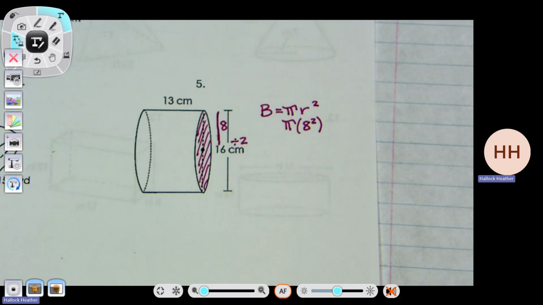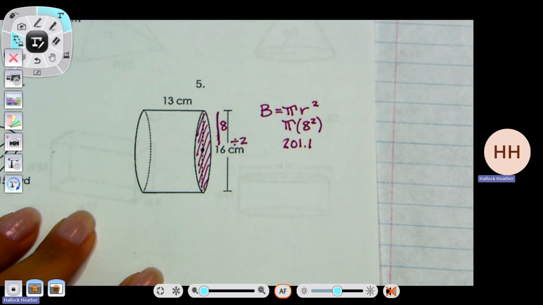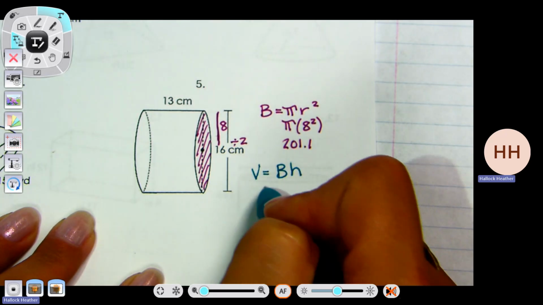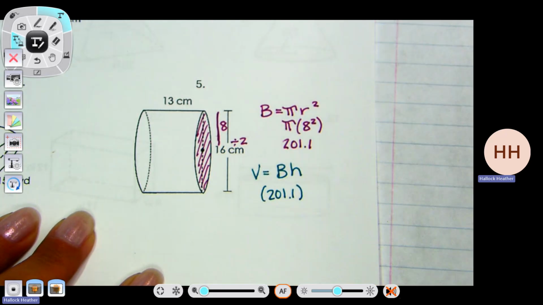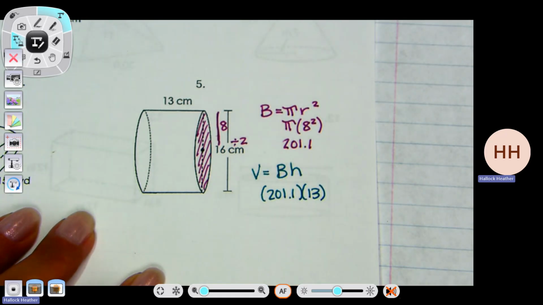How does 1.1 times 13 make that? Make sure you clear your calculator. When you find just big B, how much is big B? 7. Good. But remember, don't clear your calculator, just keep it in your calculator. And then you're using volume equals, which has one extra step. You're taking big B and multiplying by the height. So you're taking your 201.1 and multiplying by the height, which is 13. So what's your final answer?